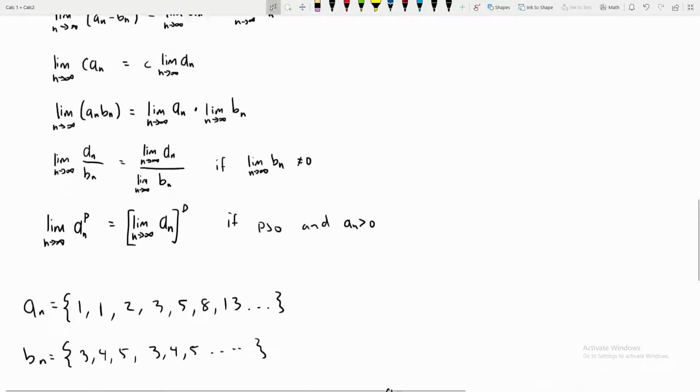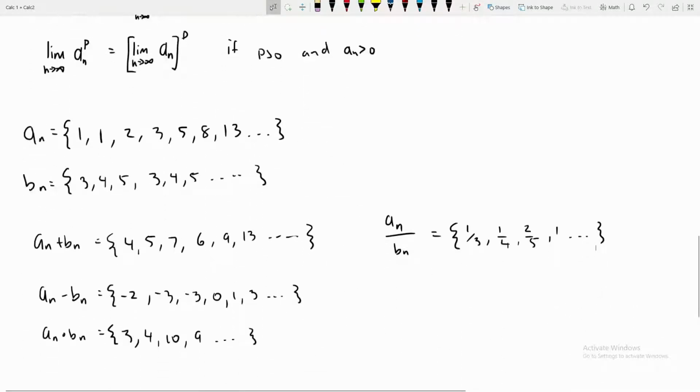And again, these laws right here will hold for them, provided that both of them are convergent. In this case, they're both divergent. So the laws won't hold for any of these right here.